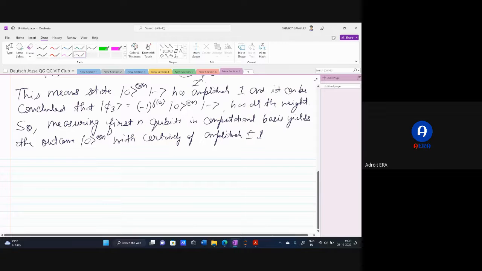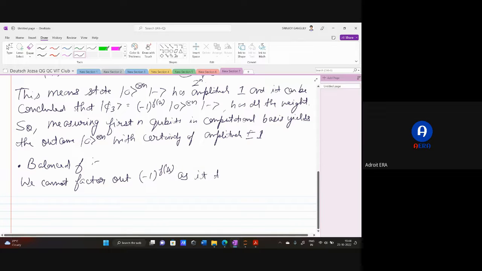Now what will happen when we have balanced? So balanced f, we have done for constant f. Now balanced f, in balanced f we cannot factor out minus 1 to the power f(x) this time, as it takes different values depending on input. So basically it is trying to say the same thing.